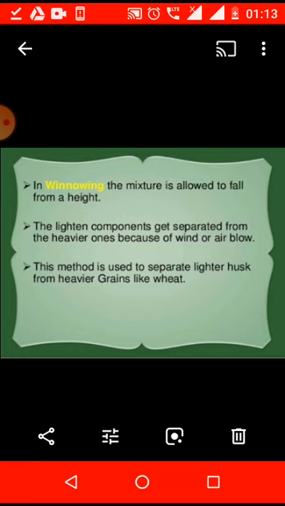And then winnowing: the mixture is allowed to fall from a height. The lighter components get separated from the heavier ones because of wind or air blow. So this method is used to separate lighter husk from heavier grains like wheat.